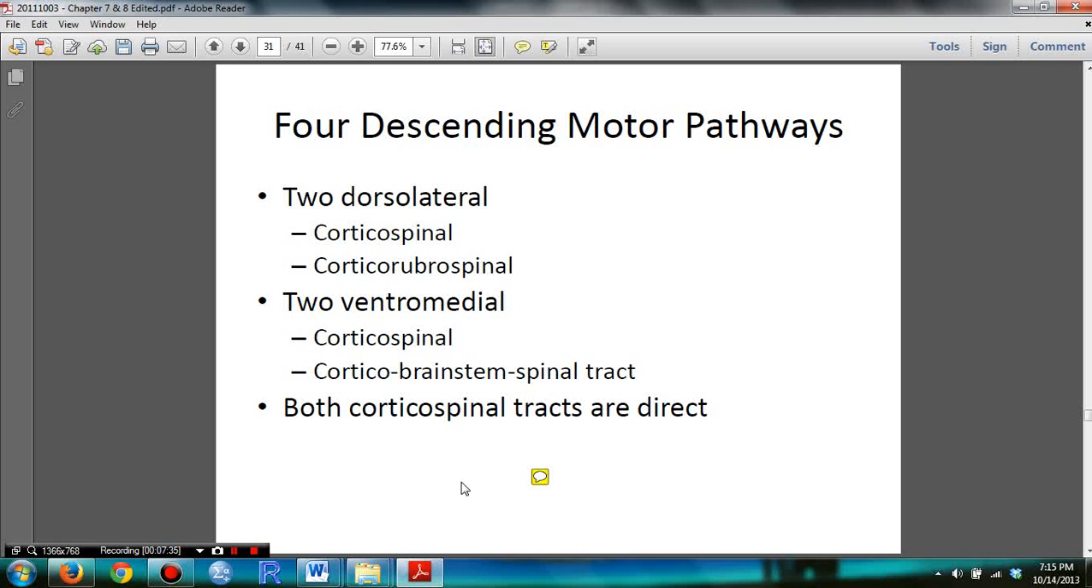And here are the four descending motor pathways. These are the things you really have to know for an exam. You need to know the two dorsolateral pathways, corticospinal and cortico-rubiospinal. You need to know the two ventromedial pathways, corticospinal and cortical brainstem spinal tract. Both corticospinal tracts are direct, and we have to memorize these.